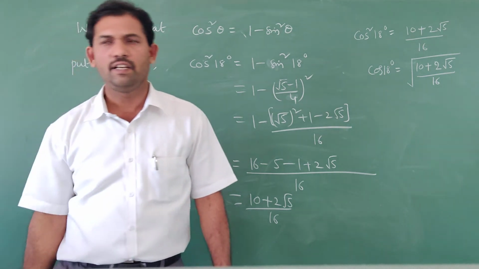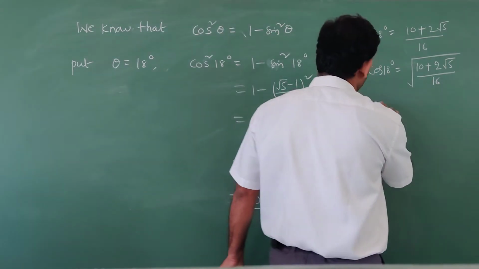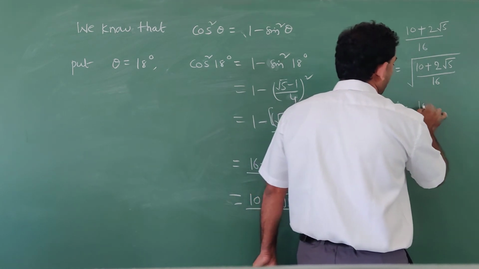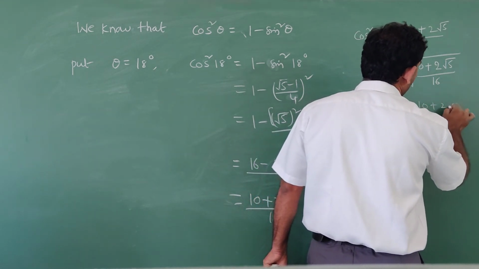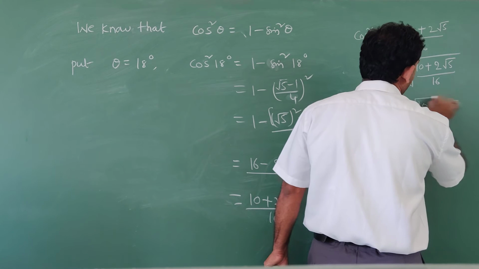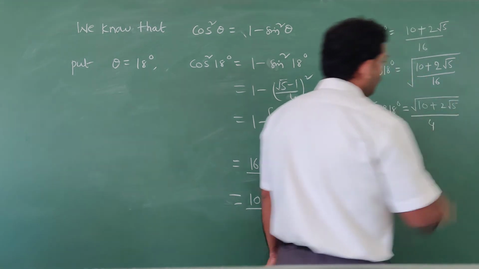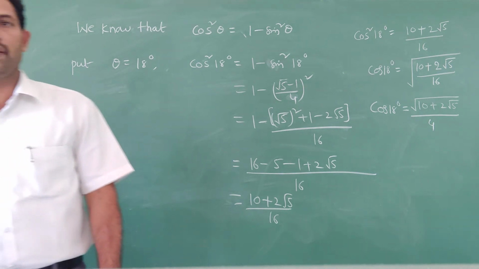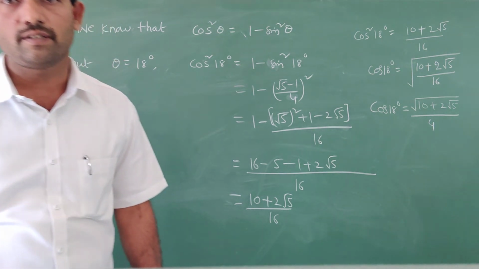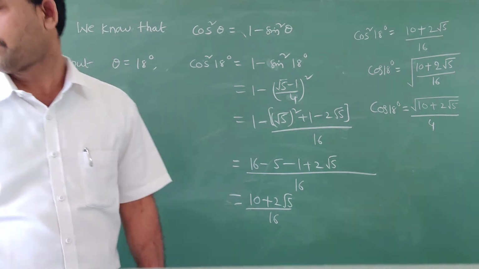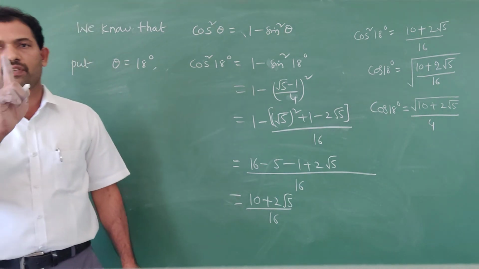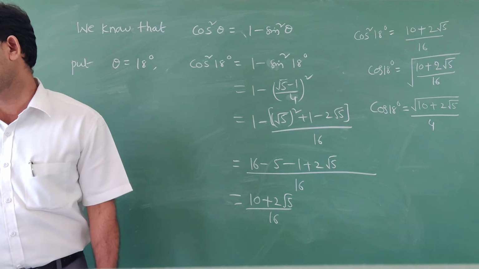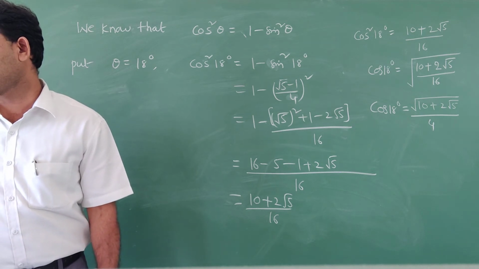Understand? If you simplify, cos 18 degrees equals root of 10 plus 2 root 5 divided by root of 16, that means 4. You can modify like that also. Note down fast. Still one more value is remaining. What is that? Sin 36 degrees.